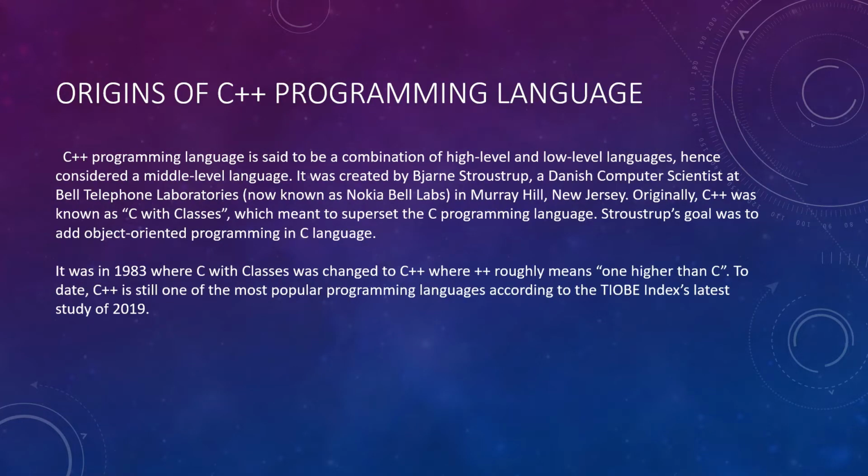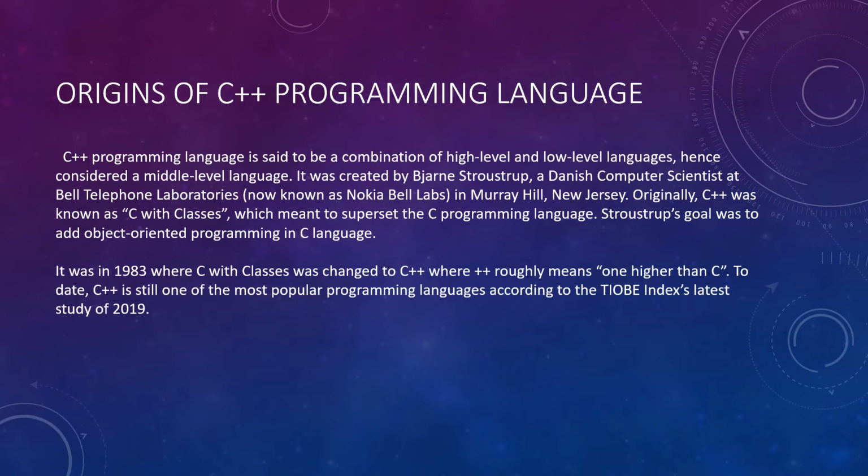Origins of C++ programming language. C++ programming language is said to be a combination of high-level and low-level languages. Hence, considered a middle-level language, it was created by Bjarne Stroustrup, a Danish computer scientist at Bell Telephone Laboratories, now known as Nokia Bell Labs, in Murray Hill, New Jersey.